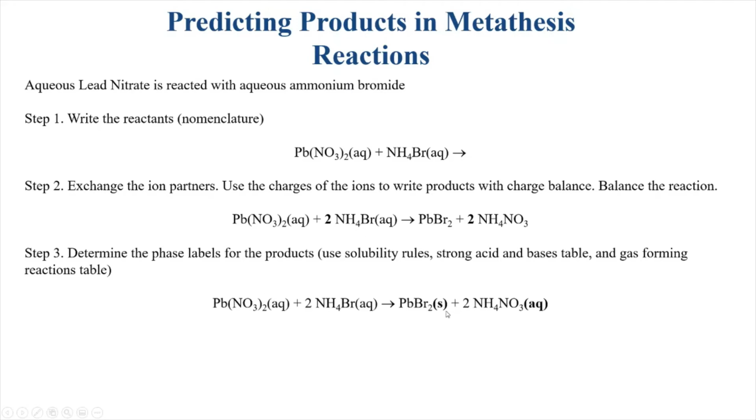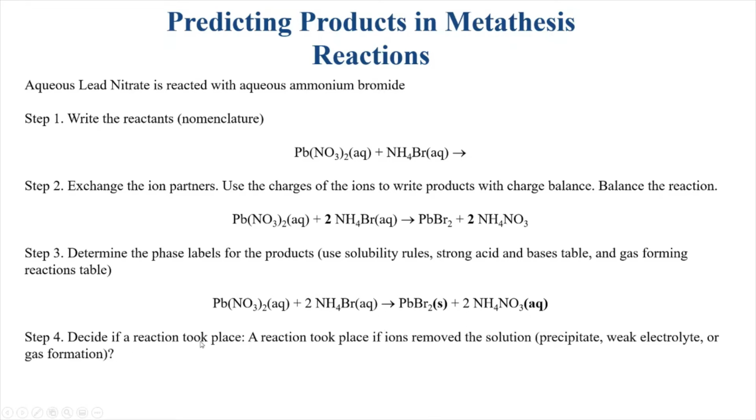So in this case, we know that lead bromide, most compounds of lead, especially those with the halogen anions, are going to be insoluble. So we're going to put a solid here for this because according to the solubility rules, this is not soluble. And then ammonium nitrate, almost all nitrates are soluble, so we put aqueous for the nitrate.